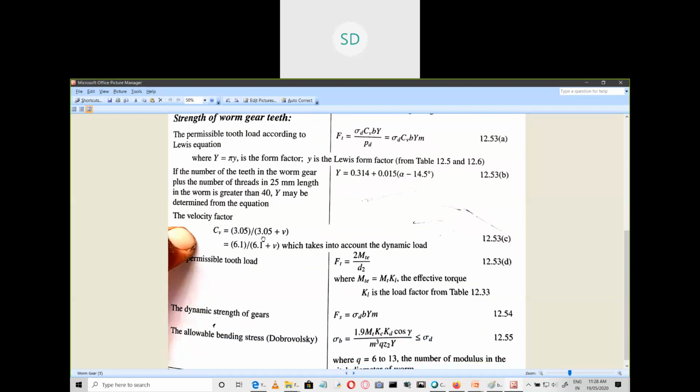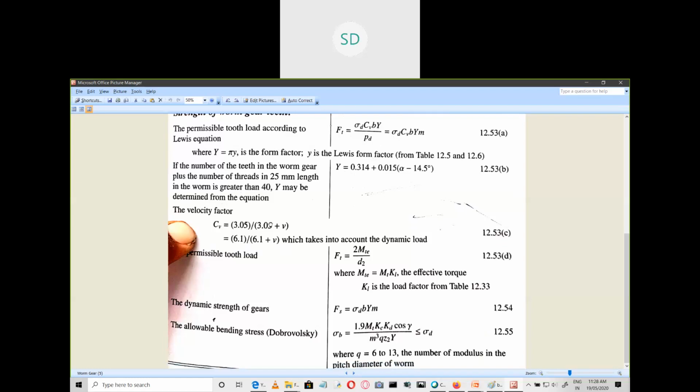Now regarding calculation of velocity factors, we've got two equations here. One is 3.05 divided by (3.05 plus b), another one is 6.1 divided by (6.1 plus b). So this is in the bracket. Now which one takes into account the dynamic load? 6.1 divided by (6.1 plus b) takes into account the dynamic load. So next, the dynamic strength of gears, the surface strength. Now the allowable bending stress, we'll leave it for next.